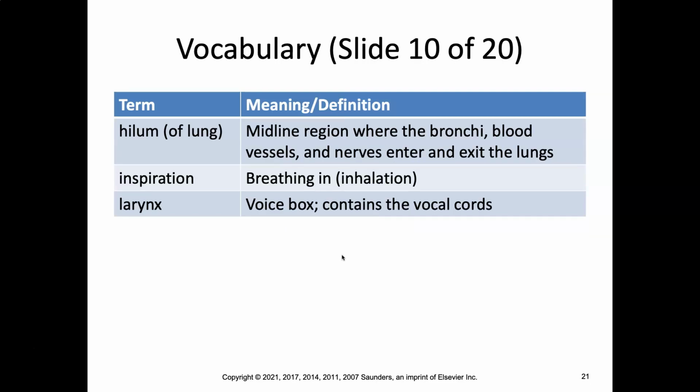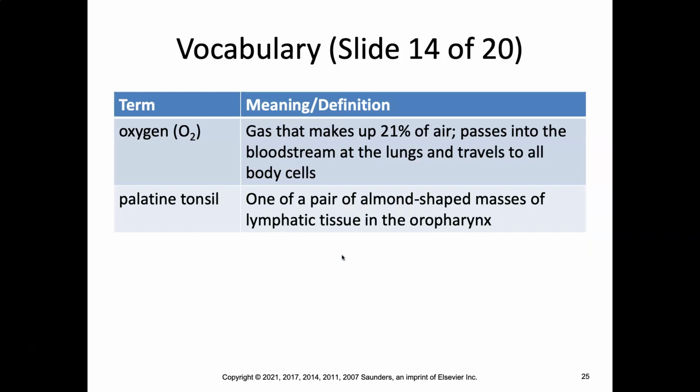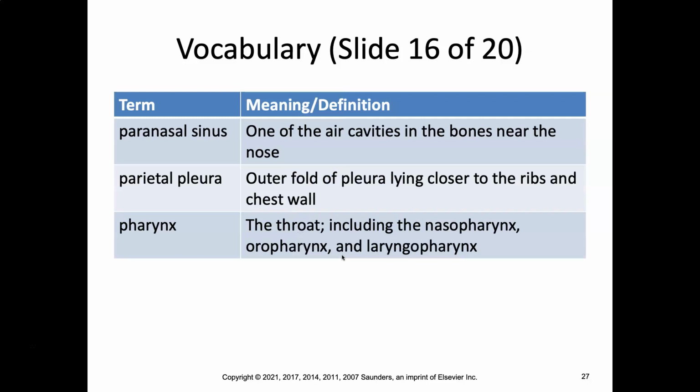Hilum, inspiration, larynx. Lobe, mediastinum, nares. Oxygen, palatine tonsil. Did you know you have 2 palatine tonsils? All right, paranasal sinus, parietal pleura.